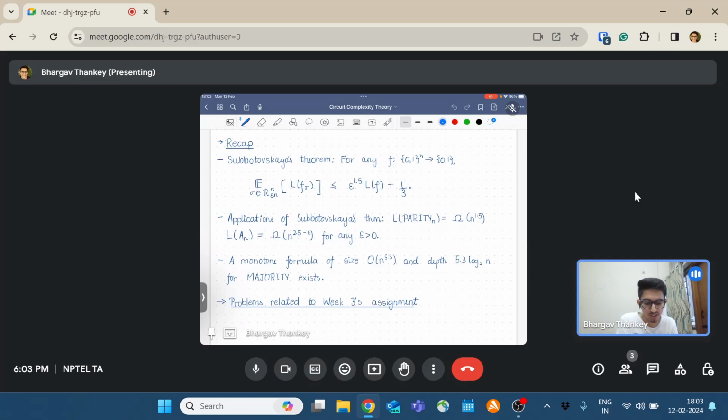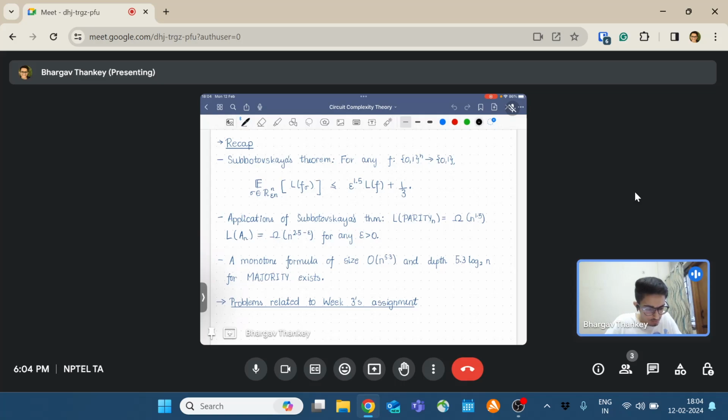It says that for any Boolean function f from {0,1}^n to {0,1}, the expected value of the size of f restricted by sigma is at most epsilon to the 1.5 times L(f) plus 1 over 3. Here sigma is a restriction picked uniformly at random from the set of all restrictions which leave only epsilon n variables untouched. So all variables other than those epsilon n variables would be set to some values.